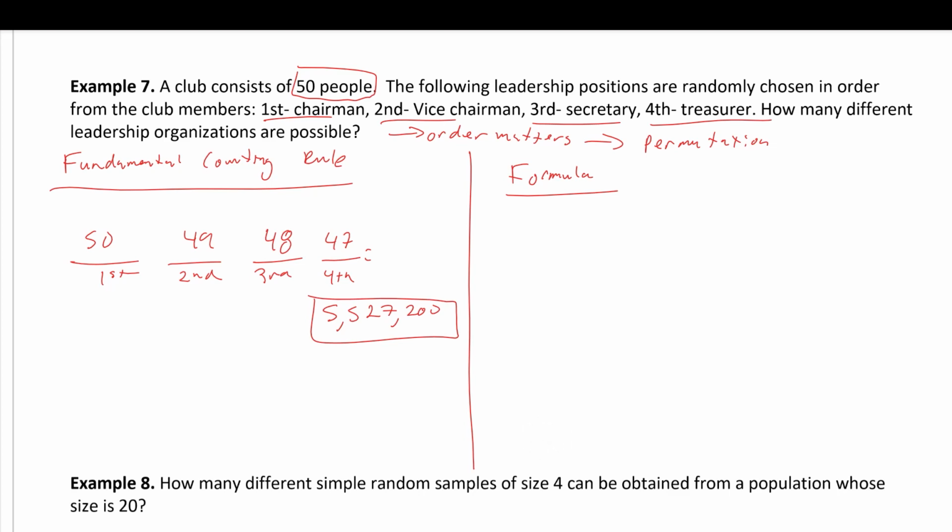Okay. Again, for nPr, what would be your n and what would be your r? Well, how many decisions are being made? There are 4 decisions being made. And how many choices do we have to choose from? Well, 50. So this is essentially 50 permutations, choose 4. And if you punch that into your calculator, you'll also get the same number.